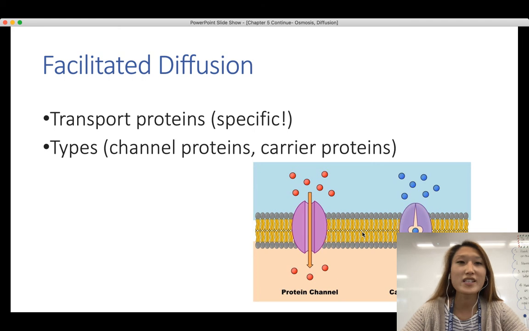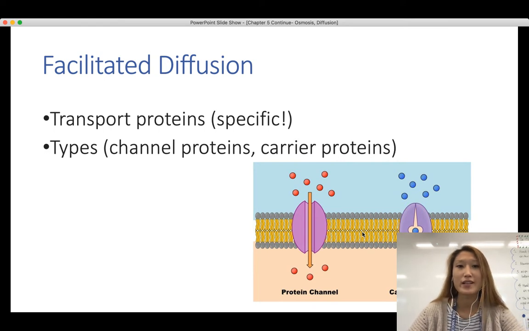Hello everyone, in this video we're going to finish talking about cell transport. So this page shows you facilitated diffusion. We already talked about this during class. Facilitated diffusion is very similar to simple diffusion. The only difference is facilitated diffusion has to have a membrane protein facilitating the process.